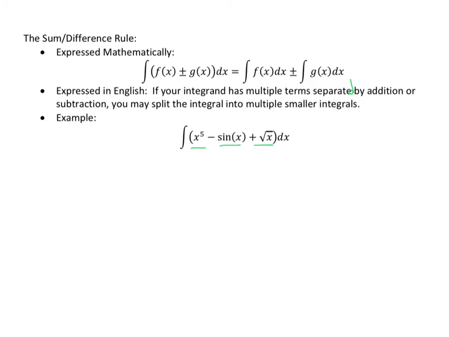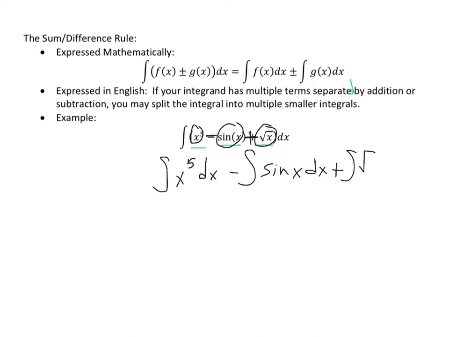multiple smaller integrals. Okay, so for this particular problem, I might take this and say, I know how to do this piece, and this piece, and this piece, and these are all separated by addition and subtraction, so I can rewrite this as the antiderivative of x to the 5th dx minus the integral of sine x dx plus the integral of the square root of x dx. And each of these is something that we can do.